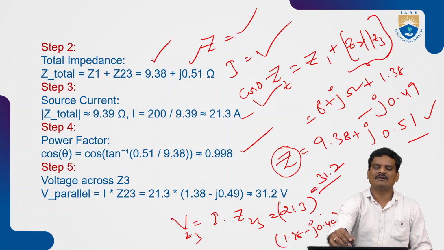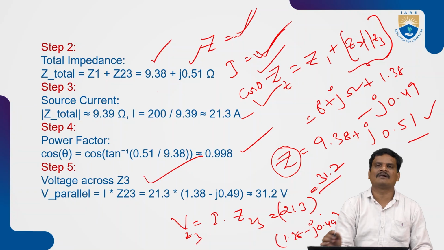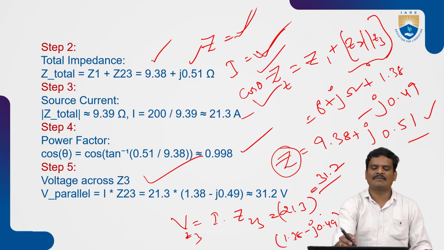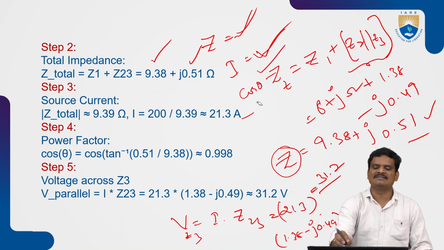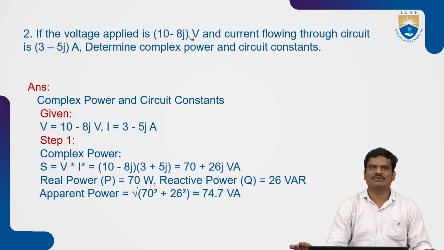So we have calculated all the parameters mentioned in the question. We have calculated the value of total impedance offered by the circuit, the value of current, the value of power factor, and also the voltage drop across Z3. Now we'll move to the next question.